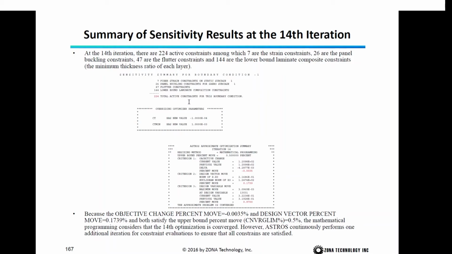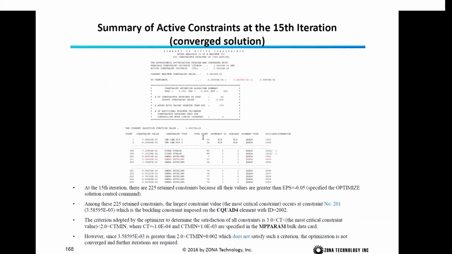Among these 244, the objective function move limit is 0.0035%. The design variable move limit is 0.1739%. Both are less than 0.5%. The mathematical programming considered the 14th iteration converged. However, ASTROS continuously performs one additional iteration for constraint evaluation to ensure that all constraints are satisfied. So it will continue on.